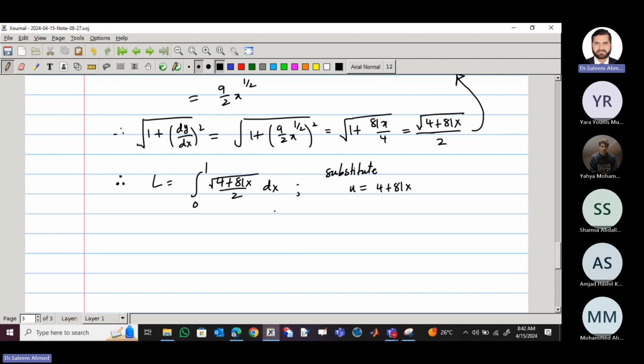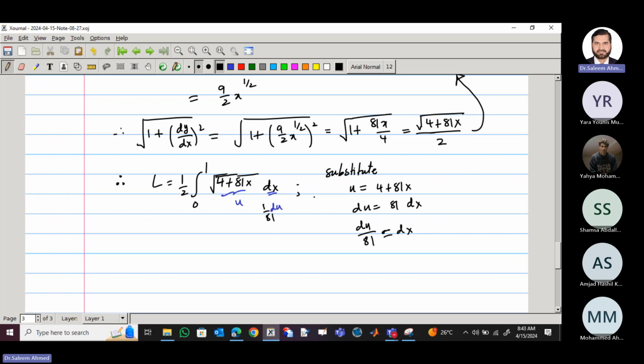So you can put this as u because that is inside the square root. I can write 1 over 2 outside because it can go out. So I just have 4 plus 81x inside the square root. We can replace this as u. If I replace this as u, then dx will become some constant times du. So du will be 81 dx, so dx will become du by 81, 1 by 81.